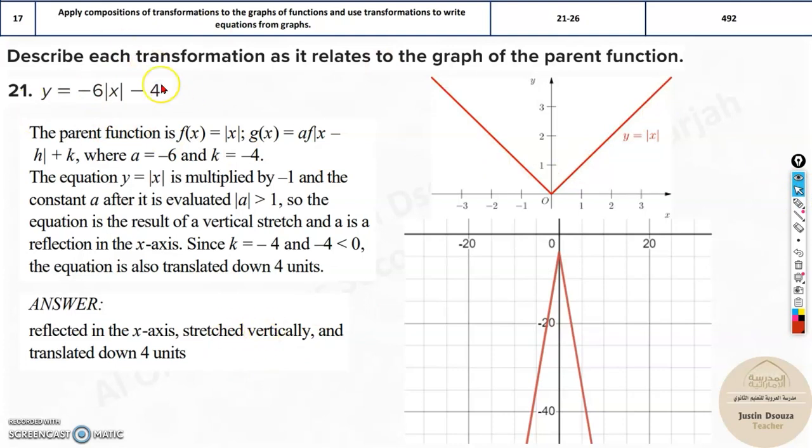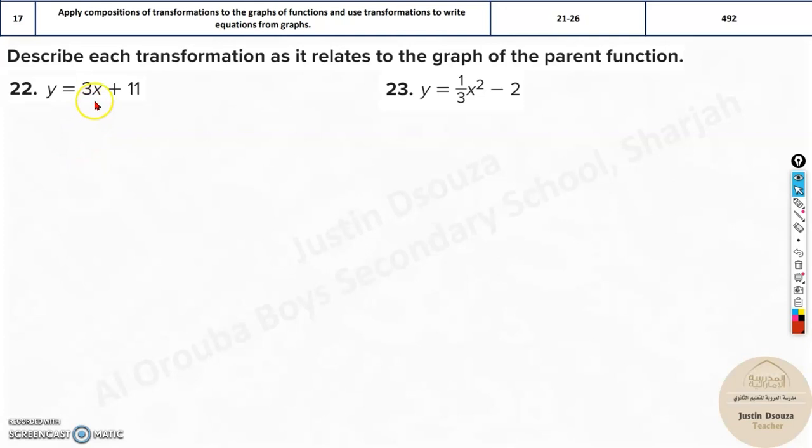Let us look into one more. I hope this is clear. So it's stretched vertically. It is reflected along the x-axis. See, reflected along the x-axis, stretched vertically, and translated 4 units down. This is the answer.